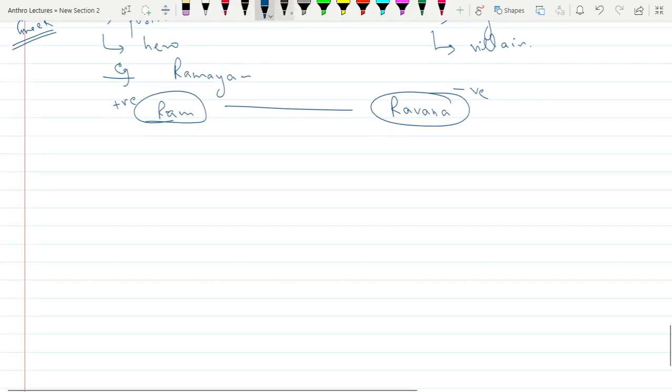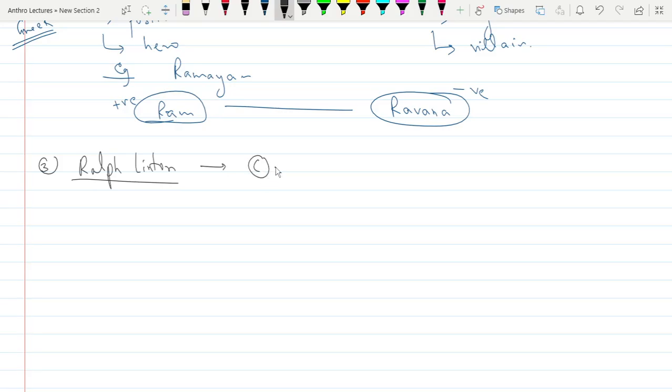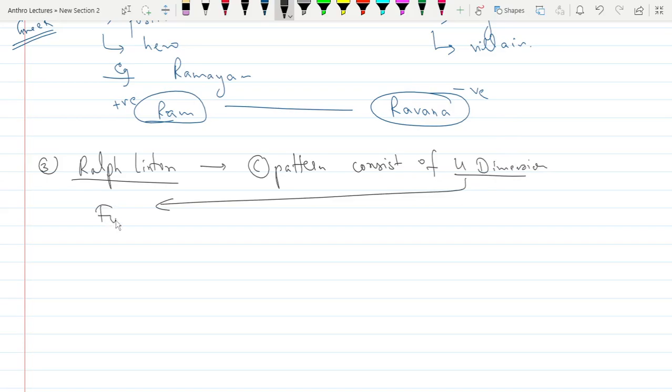The third point will be about Ralph Linton. For him, a culture pattern consists of four dimensions. Yes, in these four dimensions, the dimensions are form, meaning, use, and function.